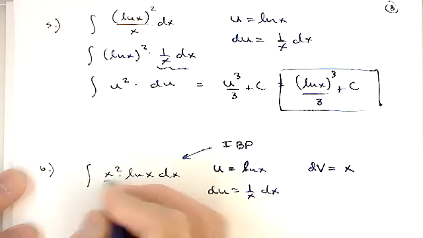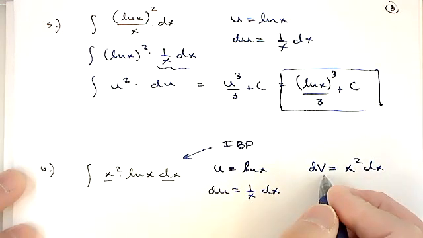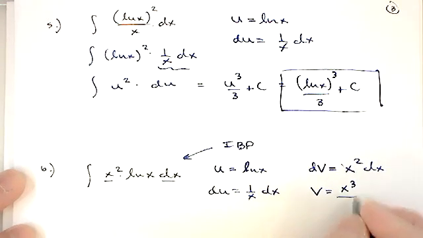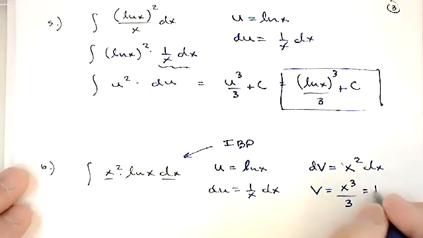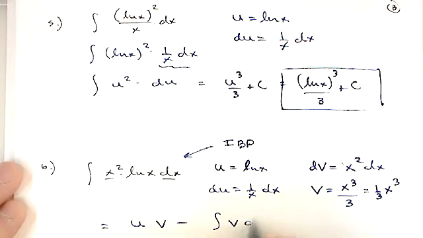That means whatever is left over, x squared dx, has to be my dv. And I'm doing my antiderivative here, so we don't even write an integral. You just go straight to it. It's x cubed over 3, or 1/3 x cubed. And then my answer is always uv minus the integral of v du.